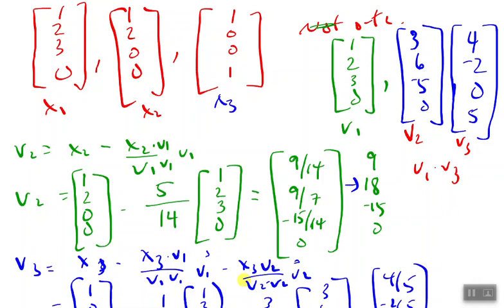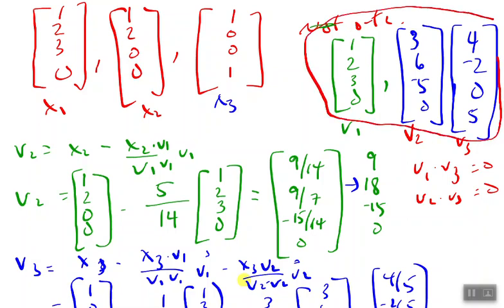So I have 4 minus 4 plus 0 plus 0 is 0. Those two vectors are orthogonal. And vector 2 and vector 3, 12 minus 12 plus 0 plus 0 is also 0. So we've created an orthogonal basis.